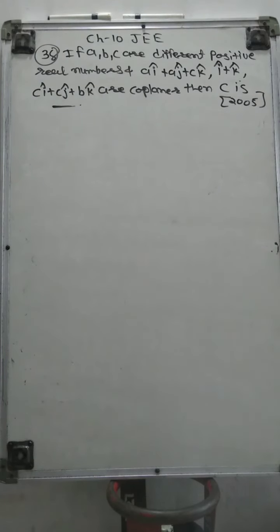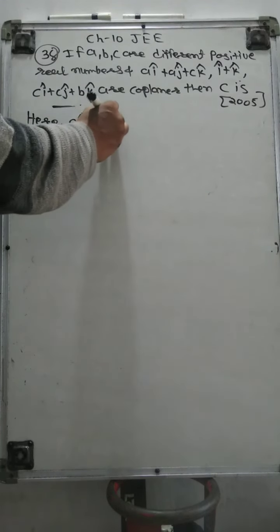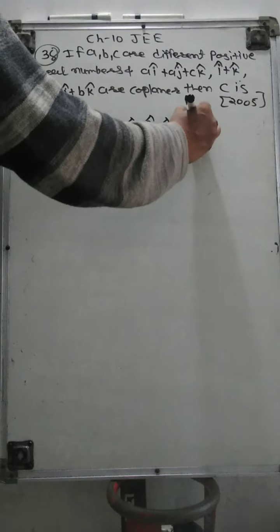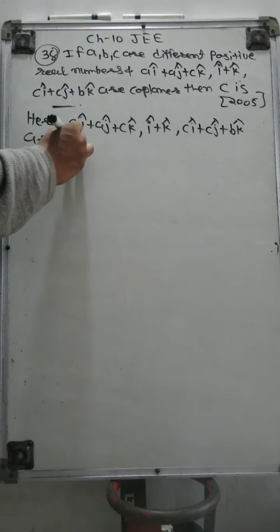Next sum. If A, B, C are different positive real numbers, and AI plus AJ plus CK, I plus K, CI plus CJ plus BK are coplanar, then C is dash. So here we want to obtain the relation between C, A and B. First of all, AI plus AJ plus CK, I plus K, CI plus CJ plus BK are coplanar.